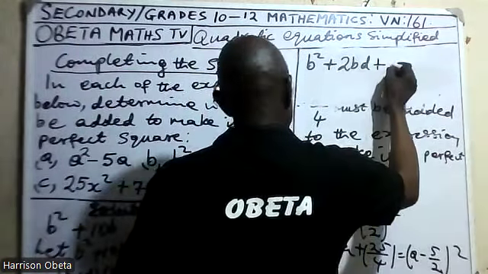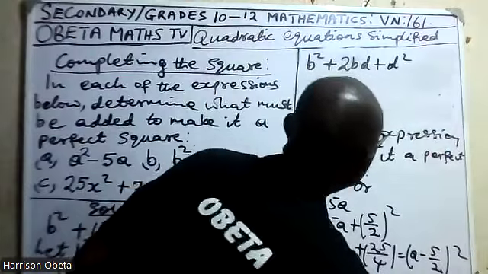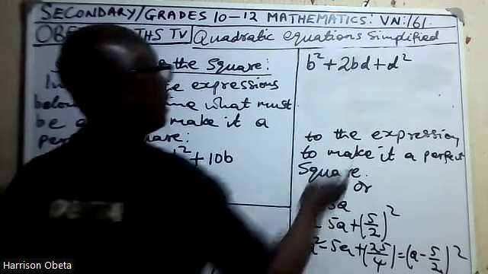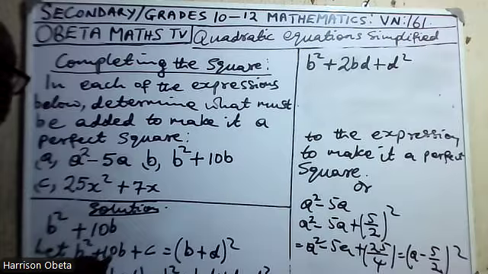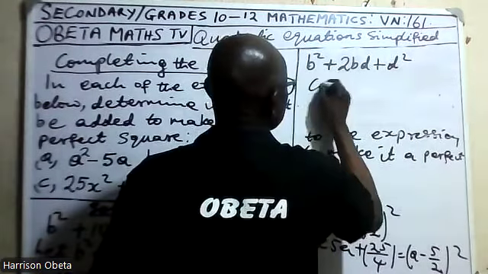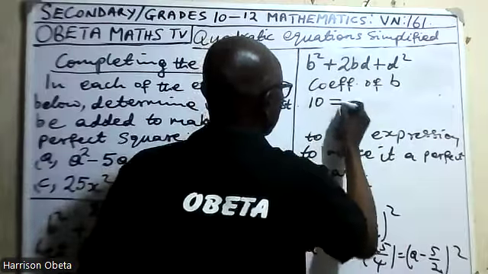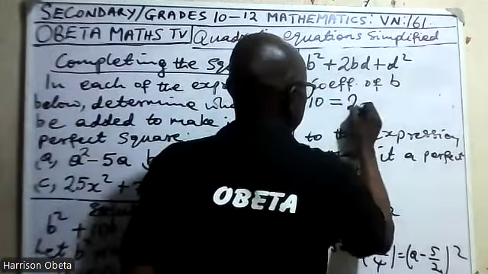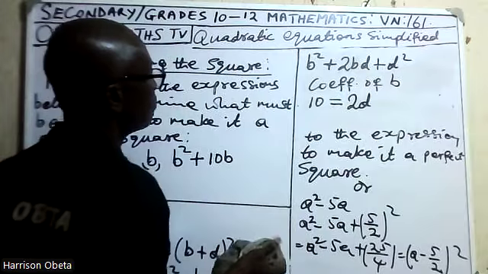Then plus D squared. Now we use our normal method we use in the first one. You compare coefficients of B, because if you look at this and this, they are similar. So we'll consider the coefficient of B. The coefficient of B here is 10. So we have 10 equal to the coefficient of B here, which is 2D. That's the value with the letter B.